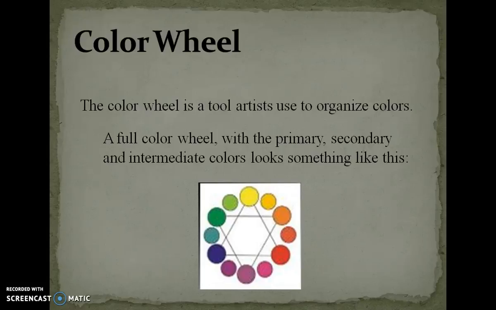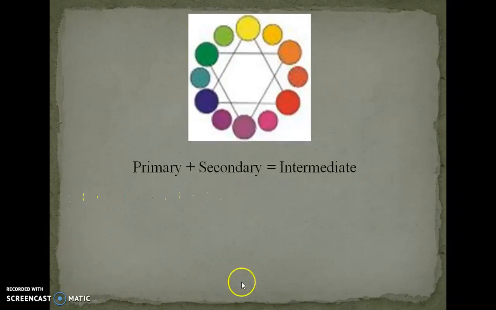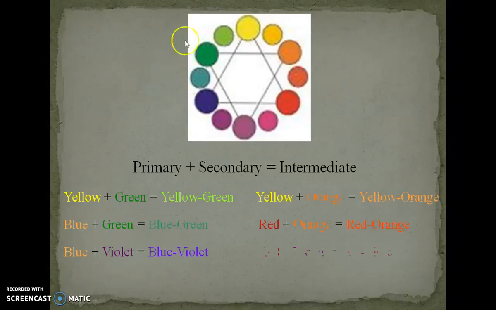Now, the color wheel. What is a color wheel? We should know very well. The color wheel is a tool artists use to organize colors. That means it is very useful to organize the colors. A full color wheel with the primary colors, secondary colors, and intermediate colors looks something like this picture.